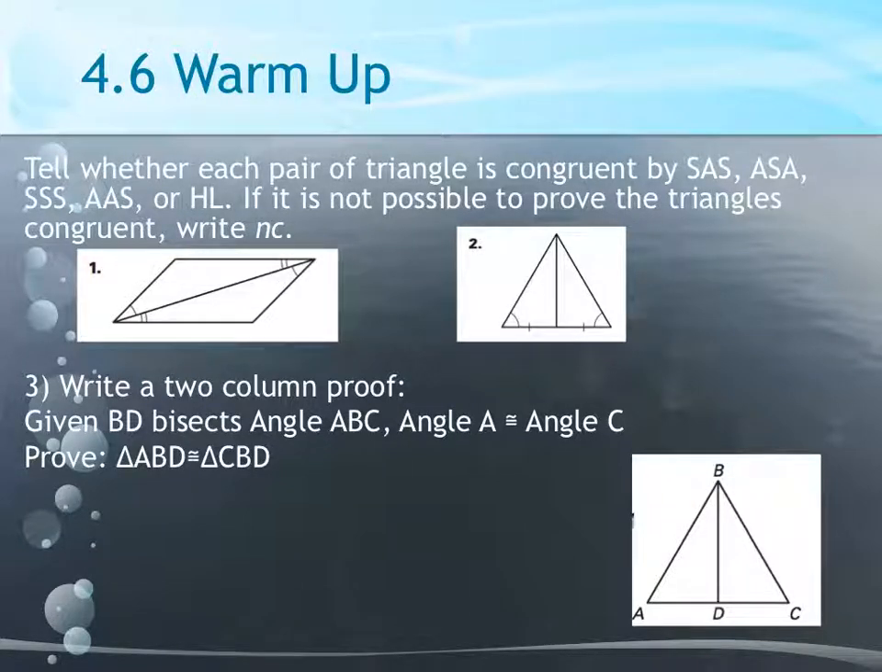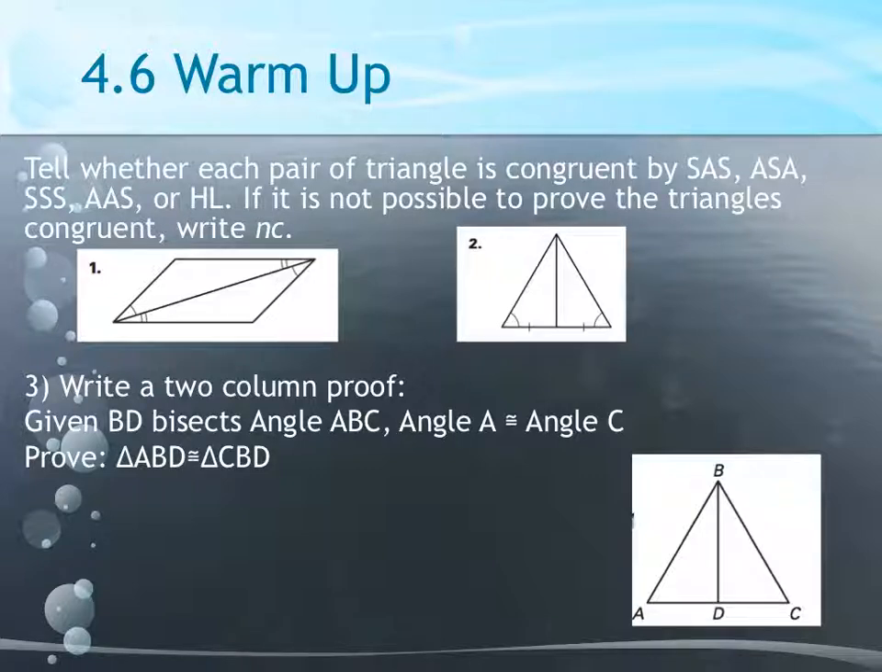All right, so in 4-6, we learned the last of the acronyms to prove triangles are congruent. So they're all on the slide at the top there. It says, tell whether each pair of triangles is congruent by side, angle, side, angle, side, angle, side, side, side, angle, angle, side, or hypotenuse, leg. If it's not possible to prove the triangle is congruent, write NC.